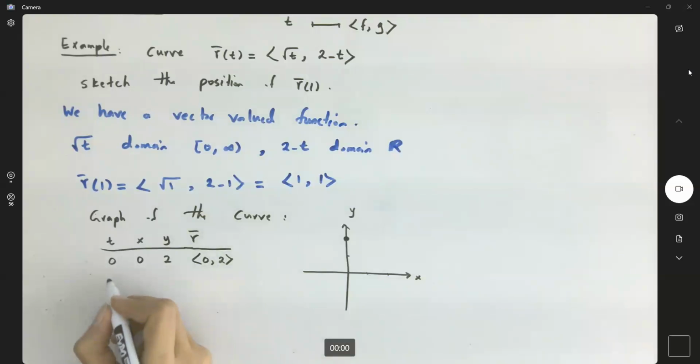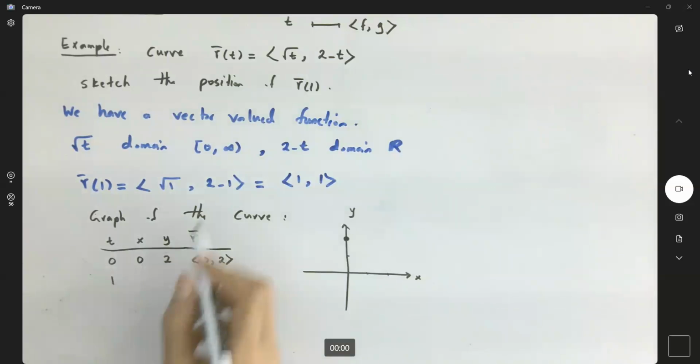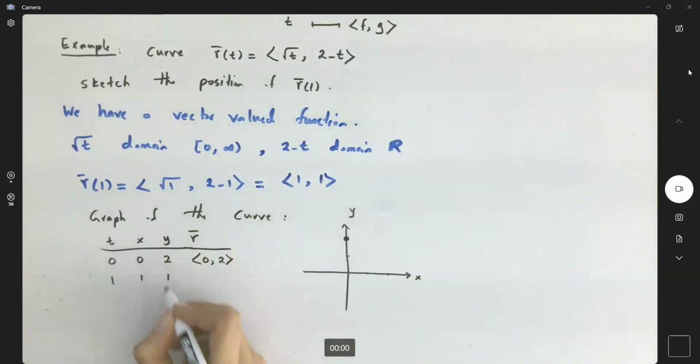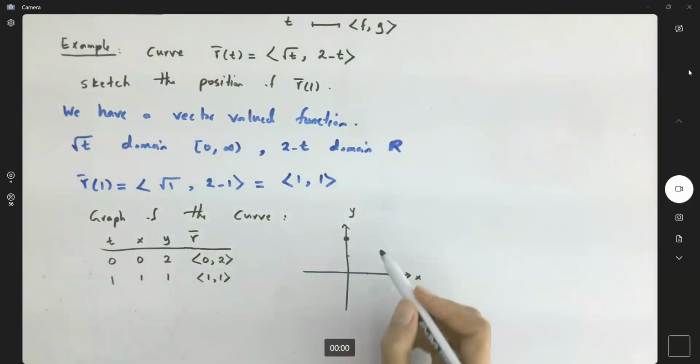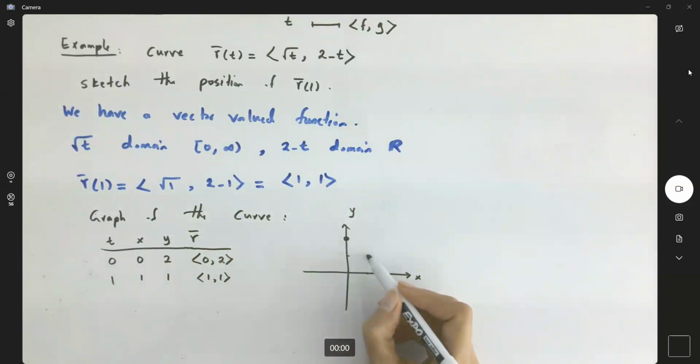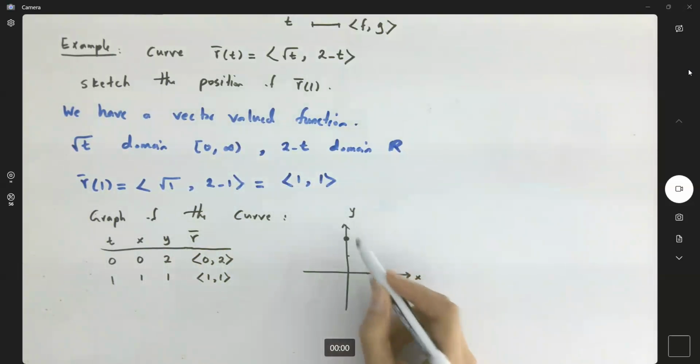Well, what if I plug in 1? Then my X, as you can see, is 1. My Y is 1, so the vector is 1 and 1. At time equals 1, 1 hour, 1 second, any unit that you work with, you have 1 and 1. So you're going to be right here, 1 and 1.